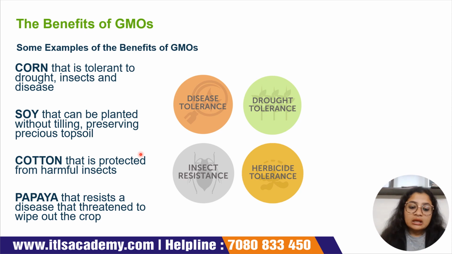Okay. Then we have cotton, which is protected from harmful insects, and we have papaya, which resists a disease that threatened to wipe out the crop.